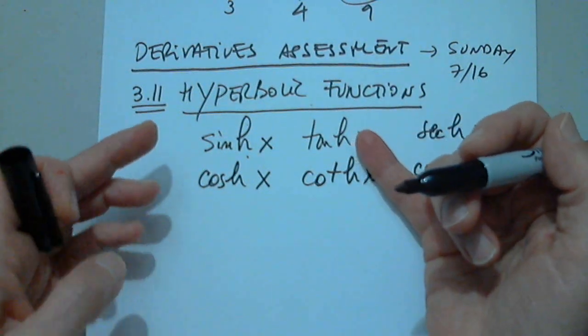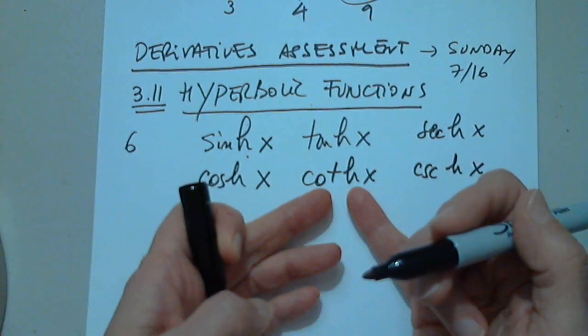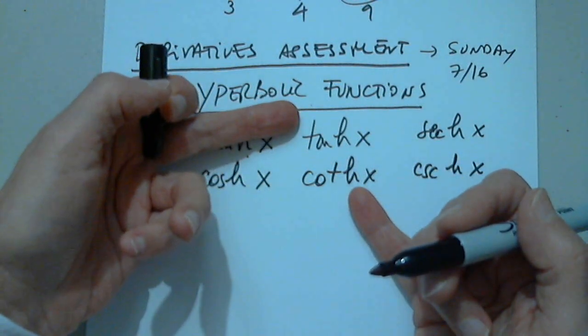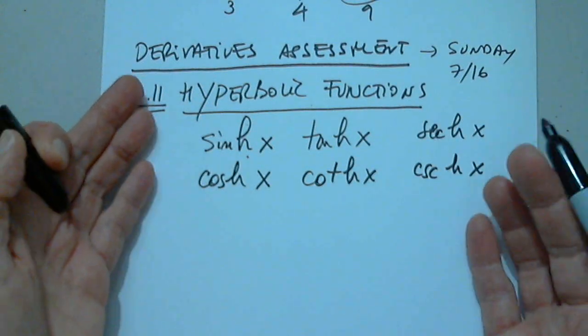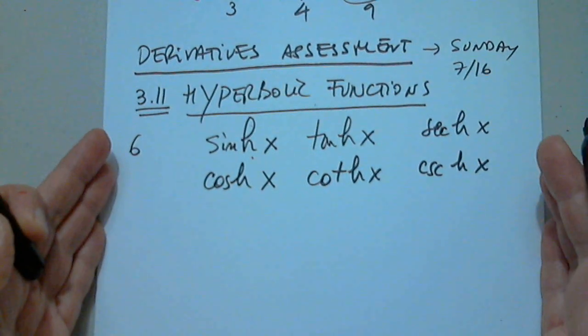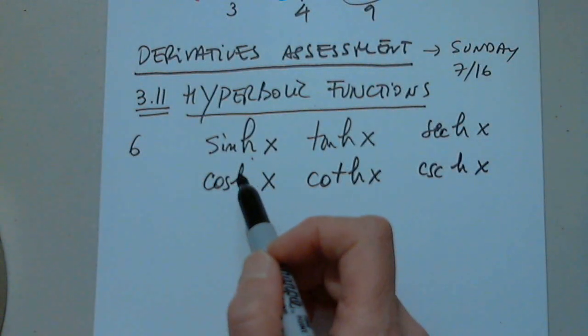Hyperbolic tangent is hyperbolic sine over hyperbolic cosine. Hyperbolic cotangent is 1 over tangent, and hyperbolic cosine over sine. All the relationships are very similar to what you know from the trig functions. But they are not trig functions.